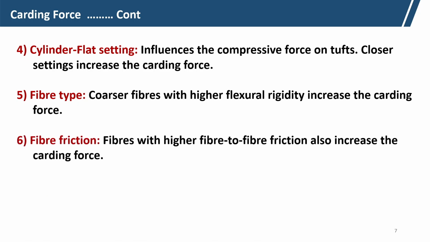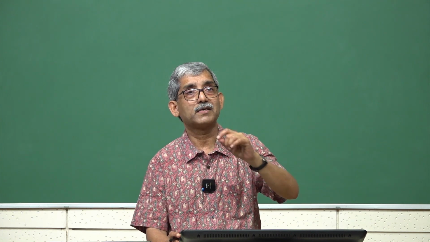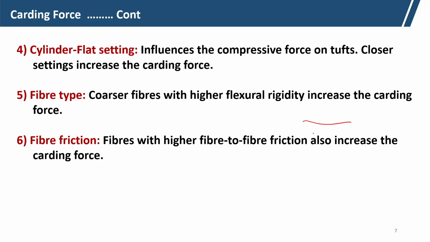Sixth is the fiber friction. Fiber to fiber friction is very important here. Higher fiber to fiber friction, and even fiber to metal friction, matters because we have already seen from the theory that carding is a function of fiber to fiber sliding and also fiber to pin sliding. Fiber to pin sliding, that is the carding basically.